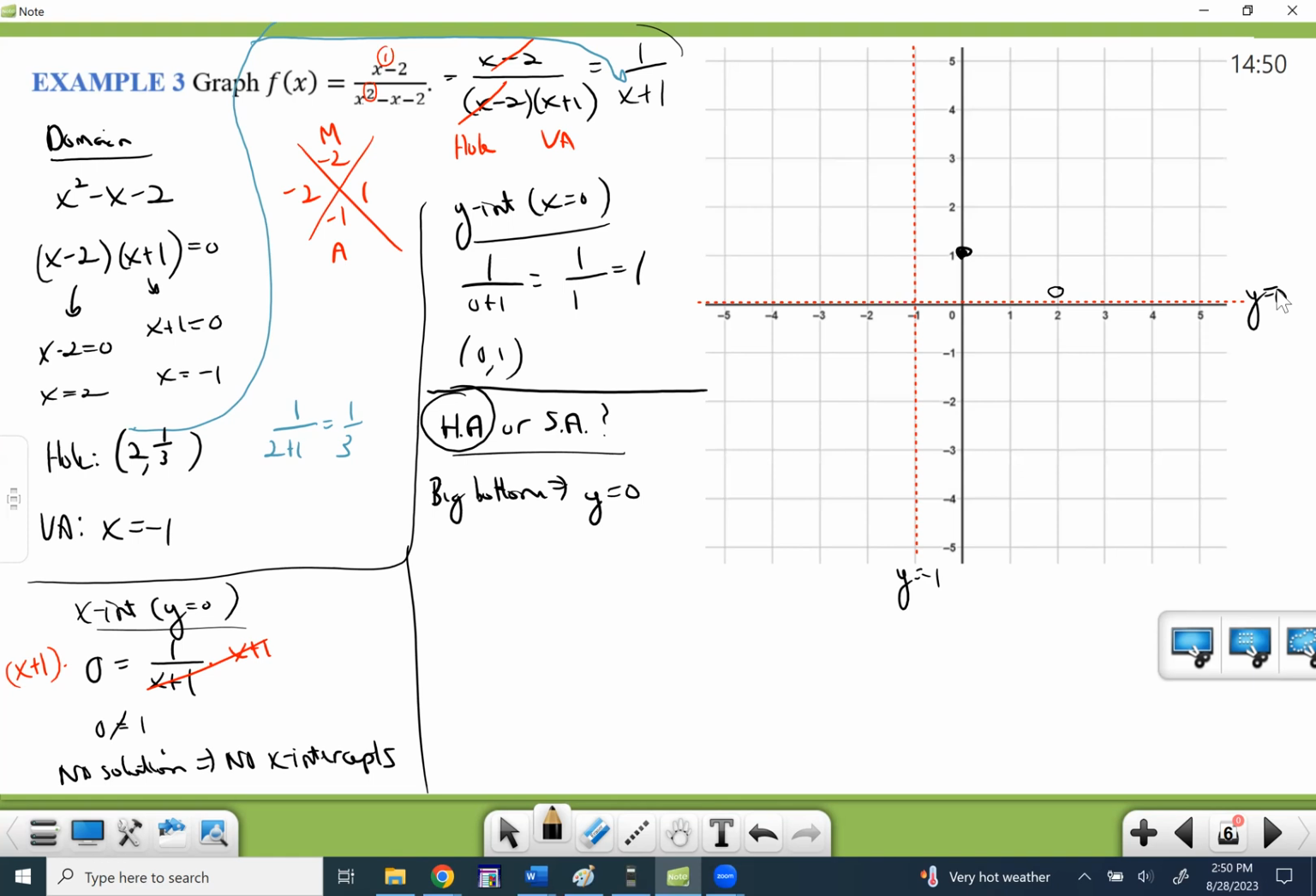Oops, I just called that y because I had y on the brain. This should be x equals -1. All right.